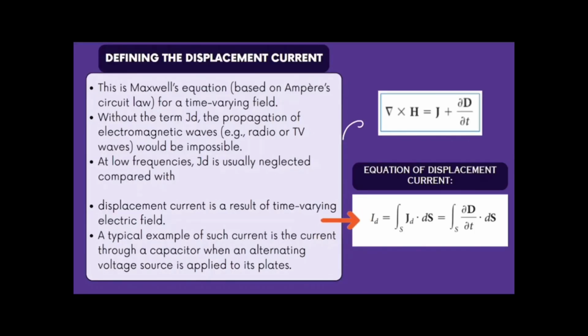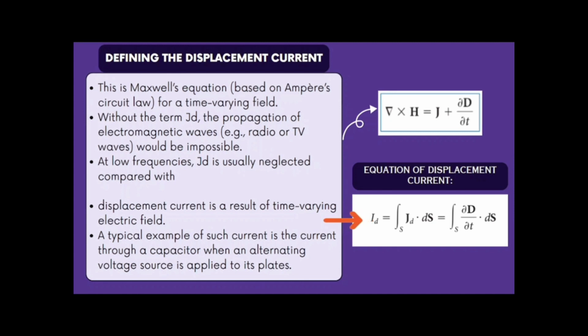The first equation here is the Maxwell's equation based on Ampere's circuital law for a time-varying field. The term JD equals to delta D over delta T is known as displacement current density, and J is the conduction current density. The insertion of JD into the equation was one of the major contributions by Maxwell. Without the term JD, the propagation of electromagnetic waves such as radio or TV waves would be impossible. At low frequencies, JD is usually neglected compared with J. However, at radio frequencies, the terms are comparable.